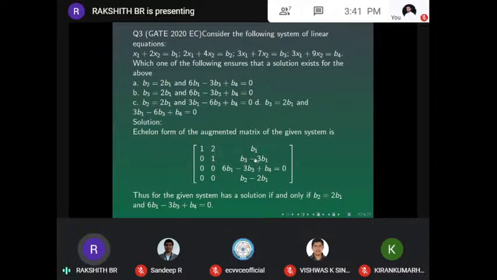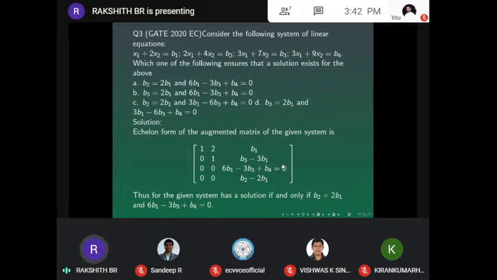So if it has a solution, then rank of A must be equal to rank of M. Rank of A is 2, so you want rank of M also to be equal to 2. But you know rank of M is at least 2. Therefore, if you want it to be equal to 2, then the last 2 rows must be equal to 0. Last 2 rows equal to 0 means B2 minus 2B1 must be equal to 0, that is, B2 must be equal to 2B1. And also 6B1 minus 3B3 plus B4 must be equal to 0.